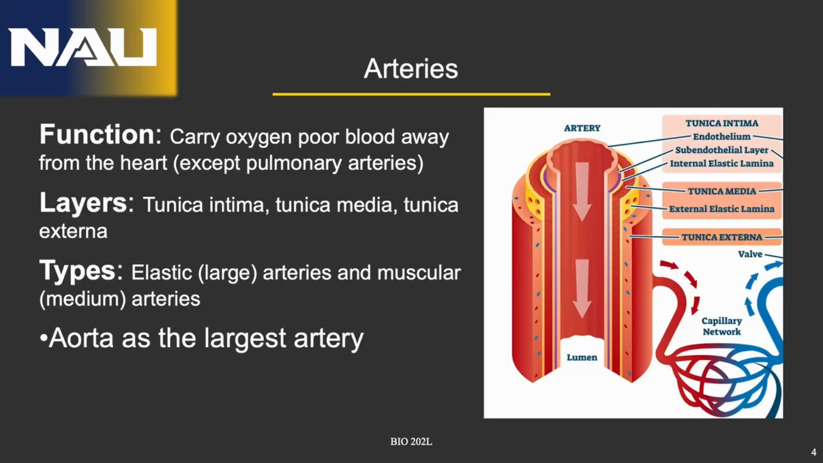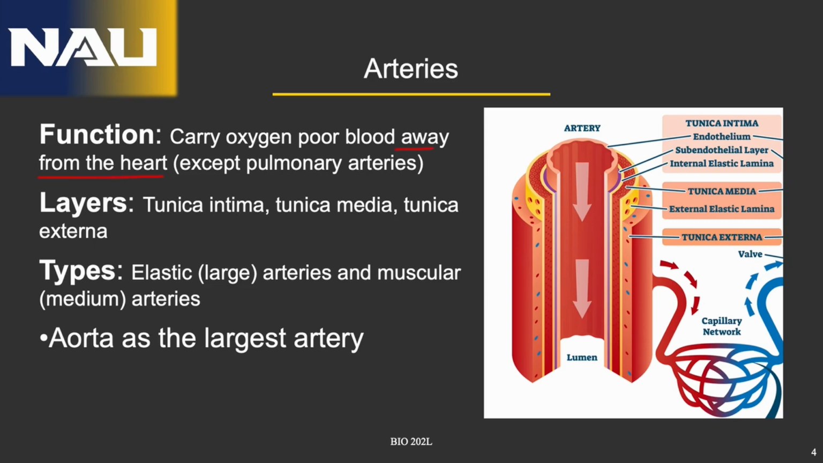Arteries are essential for transporting oxygen-rich blood from the heart to the rest of the body. Today we'll explore their structure, function, and the different types of arteries. The primary function of arteries is to carry oxygenated blood away from the heart to various parts of the body. The only exception to this is the pulmonary arteries, which carry oxygen-poor blood from the heart to the lungs for oxygenation. So really, arteries just carry blood away from the heart, and usually it's moving oxygen-rich blood to the tissues.